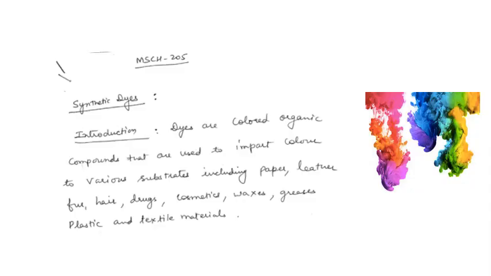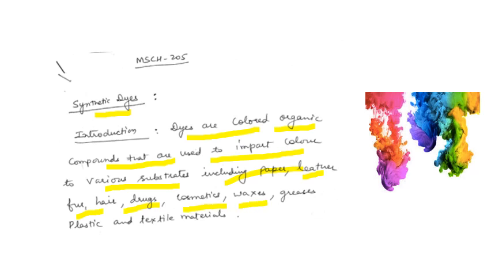So let's start the introduction part of the synthetic dyes. What are the dyes? The dyes are colored organic compounds that are used to impart color to various substrates or materials like paper, leather, fur, hair, drugs, cosmetics, waxes, greases, plastic as well as textile materials, clothes. So these are the organic compounds which are used to color various types of materials.